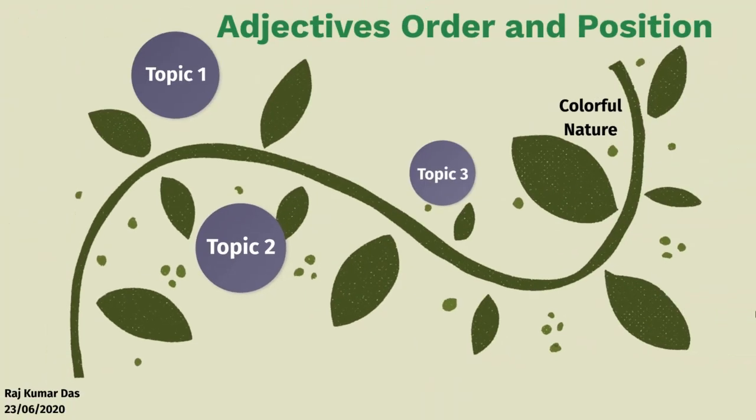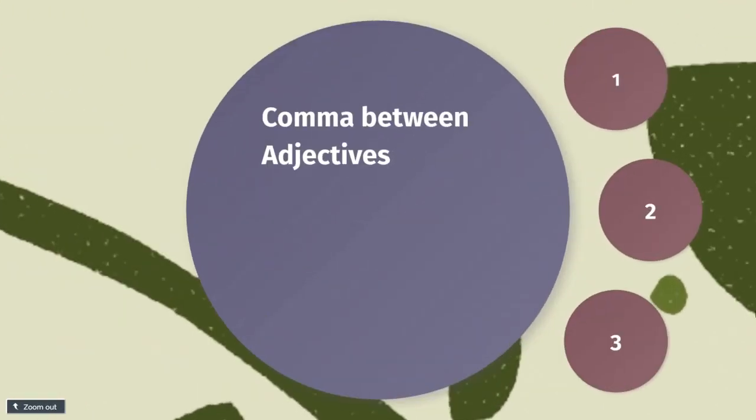Then after that, we come to the end of the chapter named adjectives, order and position. Here we are going to learn about comma between adjectives. Now when we put more than one adjective, we are supposed to put a comma, or we are supposed to add a preposition. So we will learn how to do that and where to do that. You can see there are three ways in which we are supposed to put a comma or add a preposition.